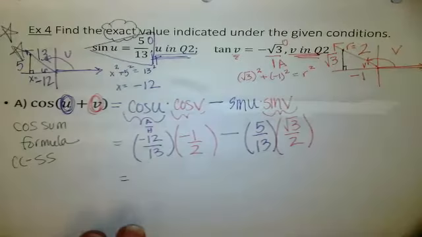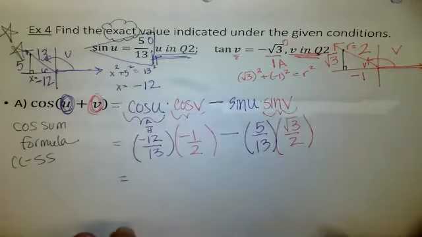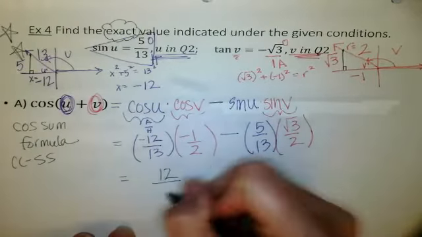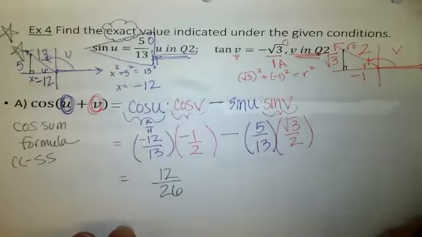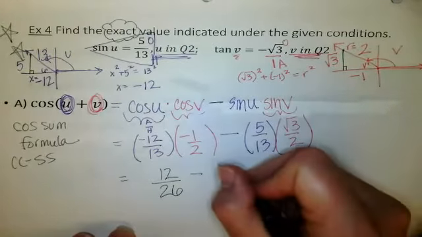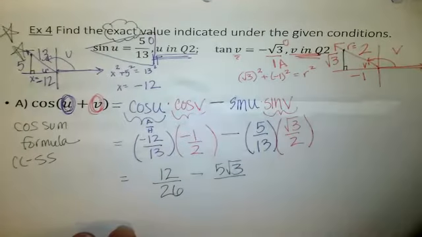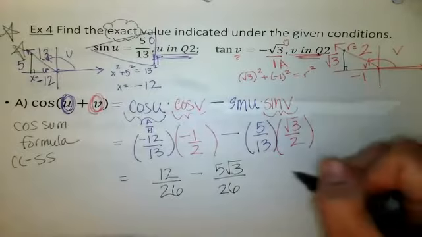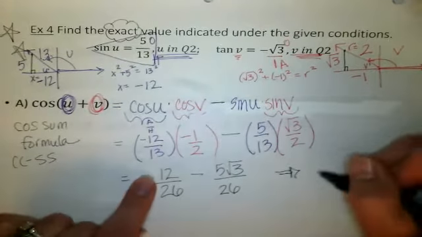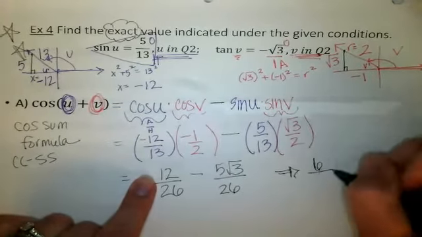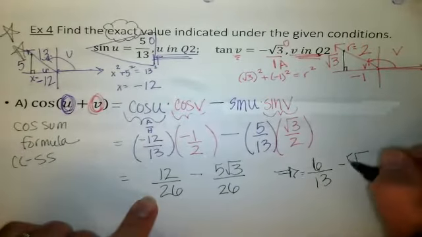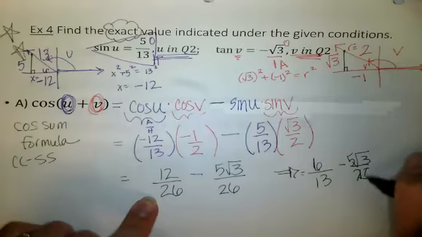All right. And then we just get to clean that up, multiply our fractions together. Negative 12 times negative 1 is positive 12. 13 times 2 is 26. Minus, over here we have 5 radical 3. 5 times radical 3 over 26. You could reduce the first fraction, which I heard you say. I wasn't ignoring you. 6 over 13 minus 5 radical 3 over 26.